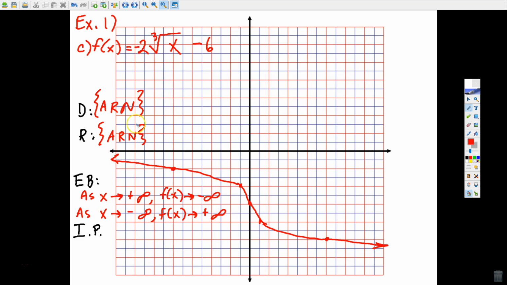All right, and then the inflection point. Well, you can see it on the graph. The origin point, which is the reflection or the point of inflection for the parent, was moved 6 places down, or you can do, again, the HK. H in this case is 0, and K is negative 6. Okay, so those are 3 examples of the types of problems that you will be doing for your homework.